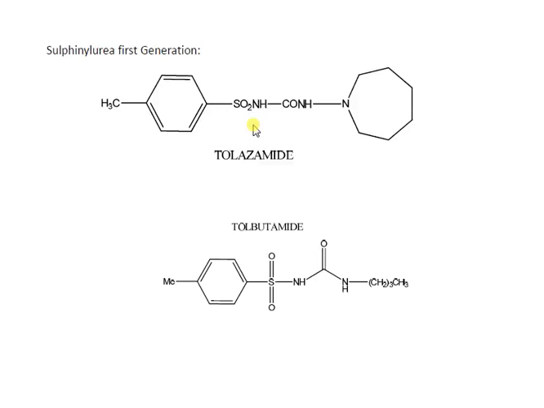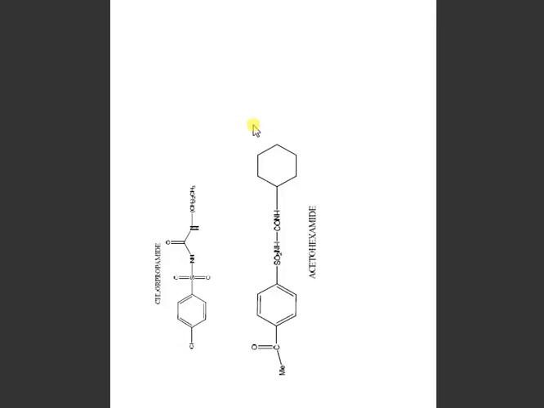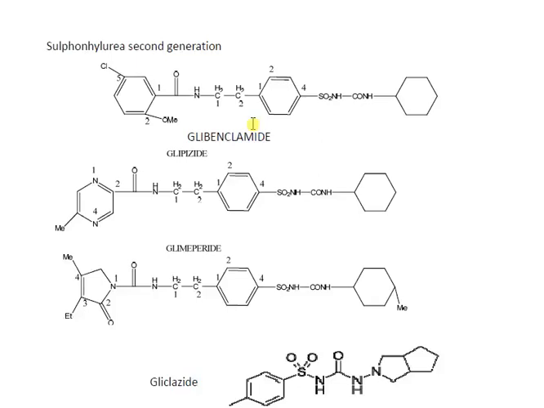Next are chlorpropamide and acetohexamide. These are the first generation sulphonylureas. Second generation sulphonylureas are glibenclamide, glimepiride, gliclazide.